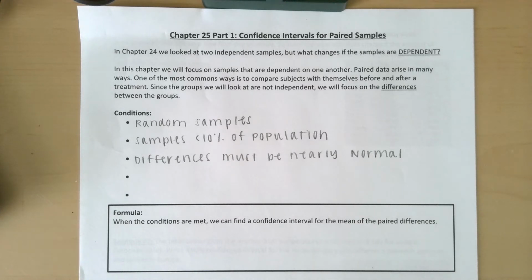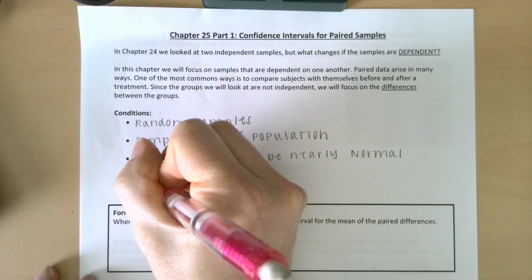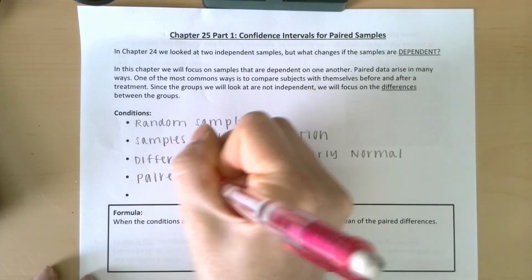These last two kind of change depending on the data. If you're given two groups and you think that this data is dependent, so maybe it's some kind of experiment where I take heart rates in the beginning and then I take heart rates after some kind of medication, that would be dependent data. The data is coming from the same group of people. Then the next condition is that we must have paired data.